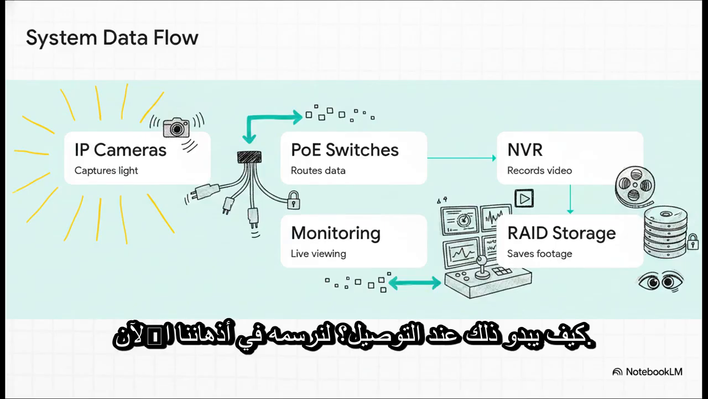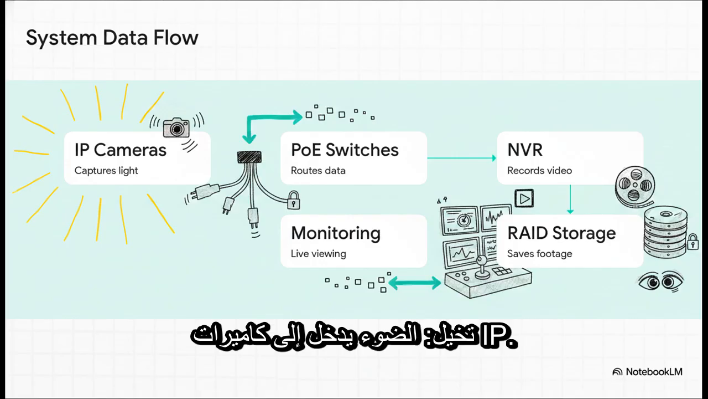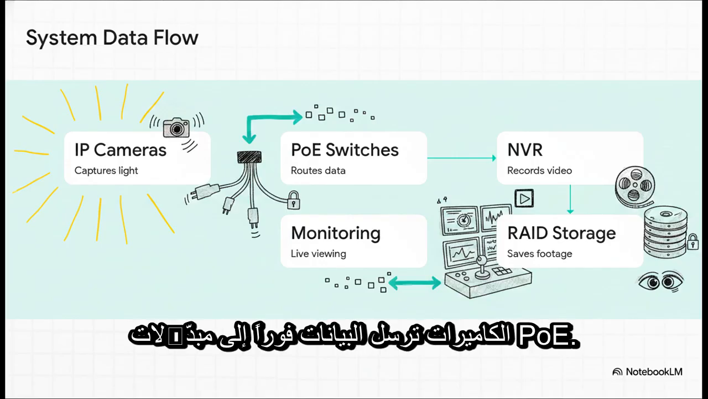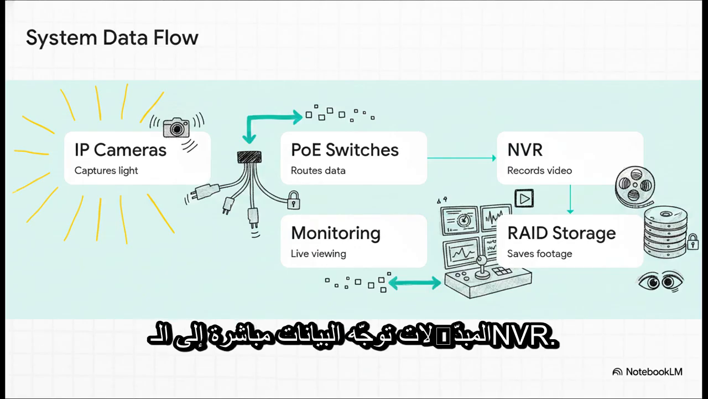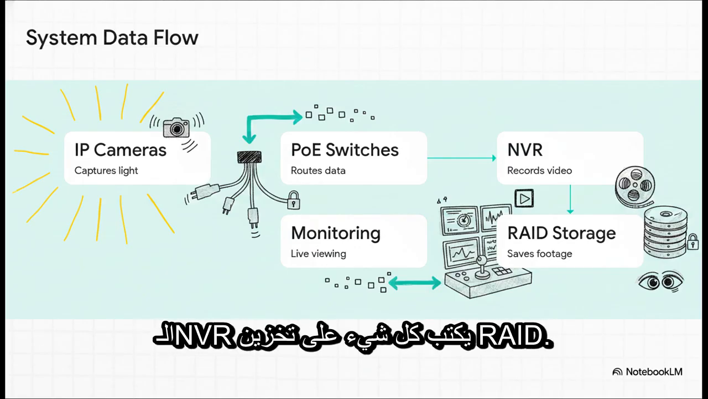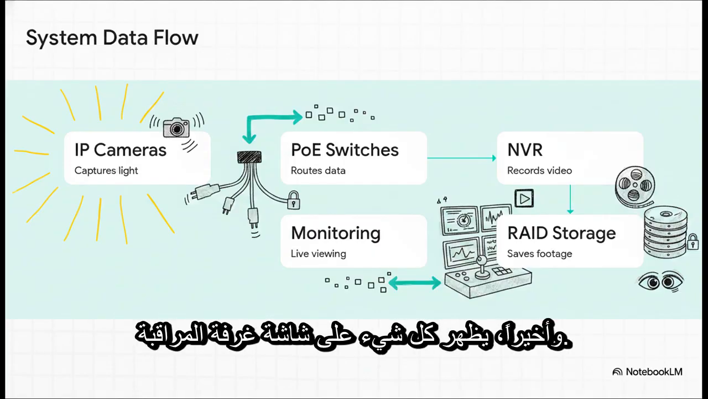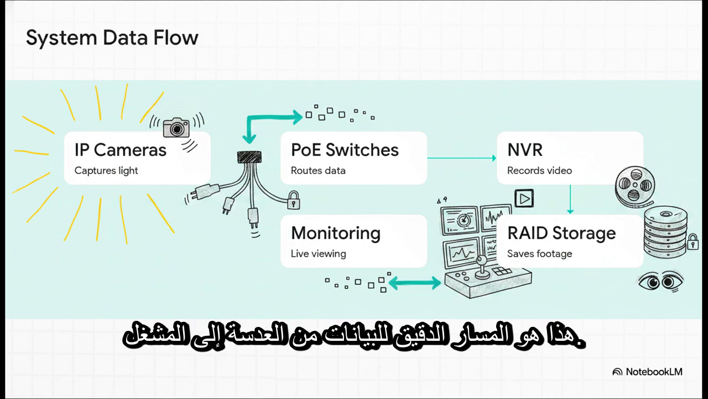So what does this all actually look like when you plug it in? Let's mentally wire this thing up right now. Picture this. Light enters the IP cameras, and those cameras instantly shoot that data down the line to the PoE switches. Those switches then route that data straight into the NVR. The NVR writes it all onto your RAID storage. And finally, the whole shebang pops up on a screen at the monitoring station in the control room. That's it. That is your exact, precise flow of data from the lens all the way to the operator.